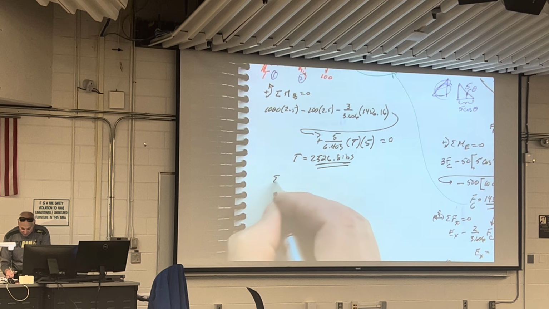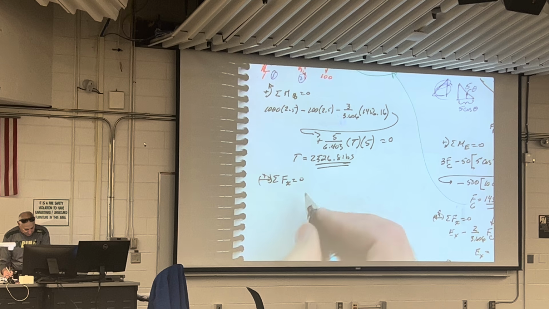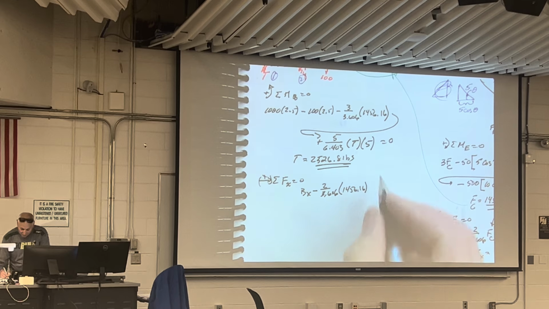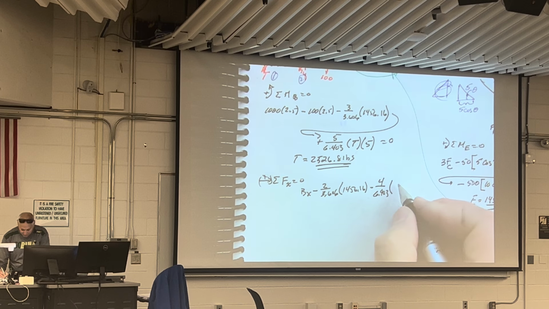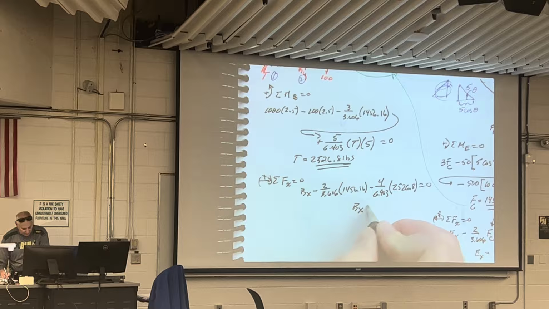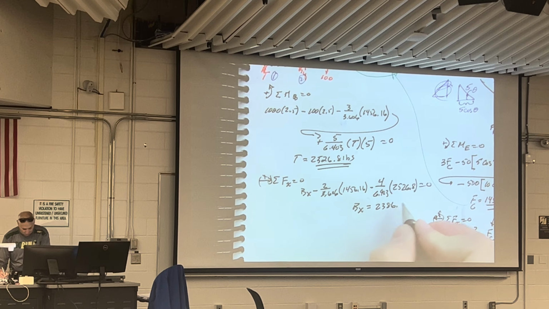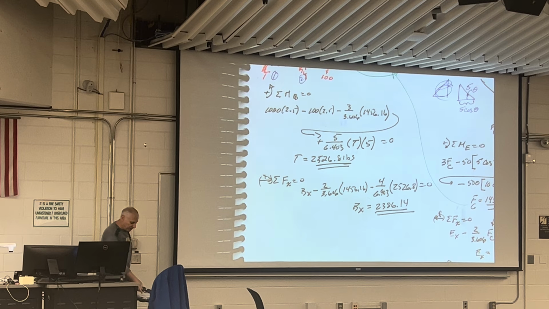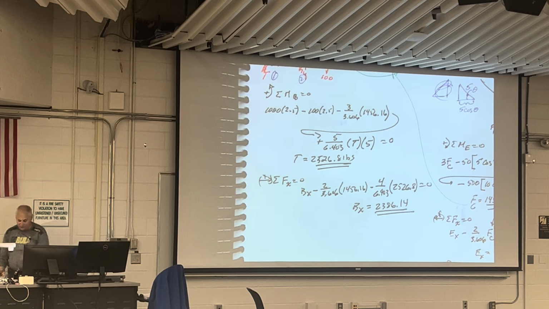And now just simply come in and say sum of forces in the x equals 0, positive to the right, that says Bx minus 2 over 3.606 times 1456.16 minus 4 over 6.403 times 2526.8 equals 0. Bx is equal to 2386.14. I'm getting all positive answers, so everything is okie dokie as far as my directions.